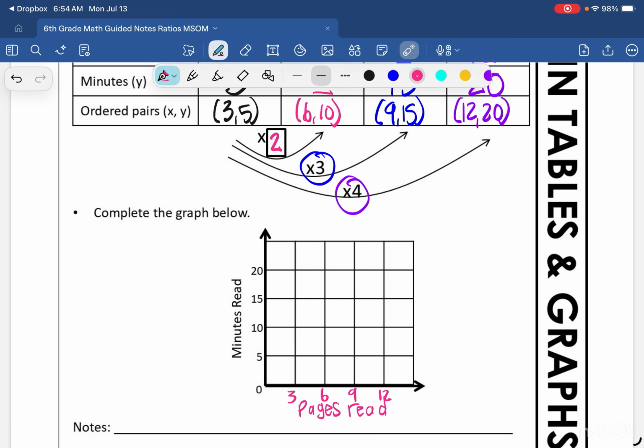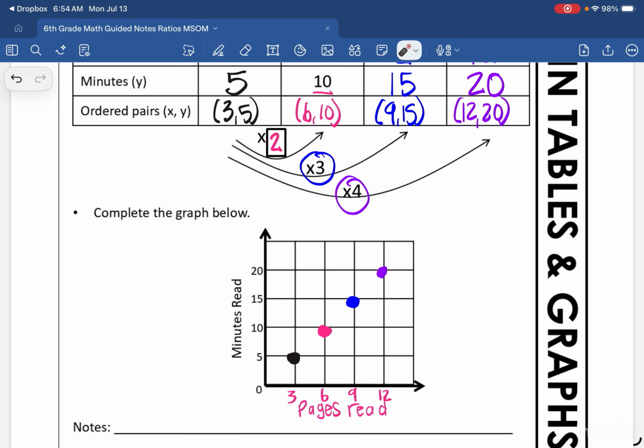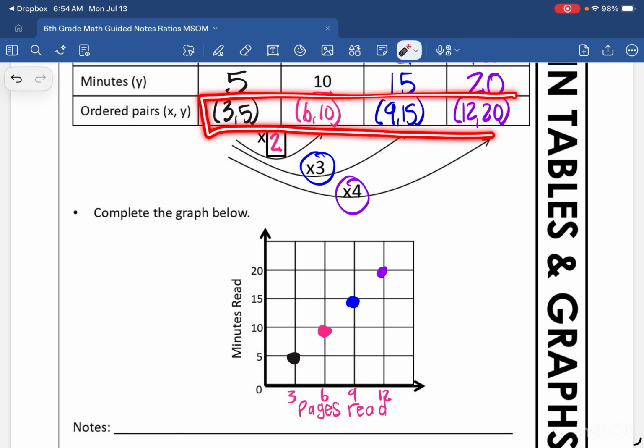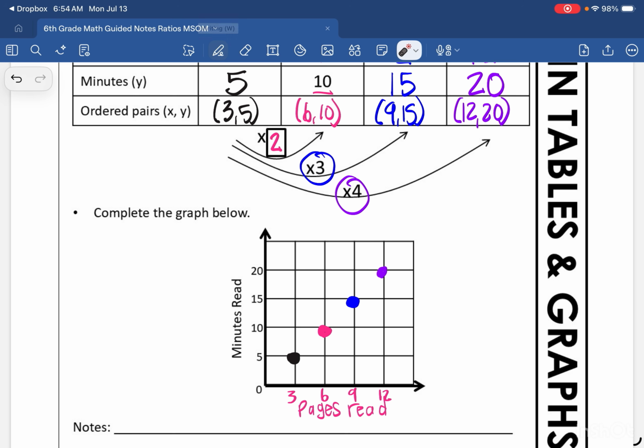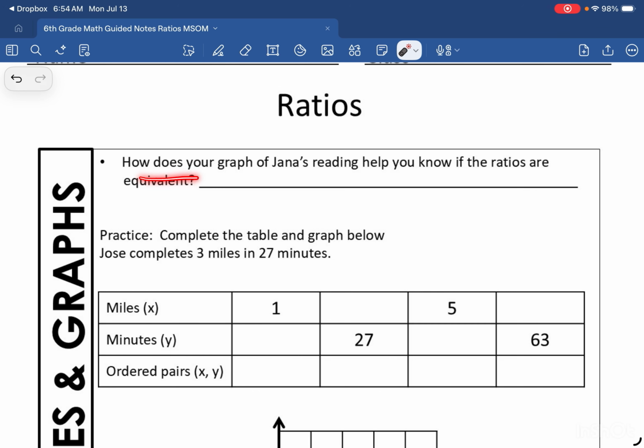Now let's graph the points. I have 3, 5, I have 6, 10, 9, 15, and 12, 20. Again, I am just graphing these coordinate pairs right here. Let's connect the dots, and it looks like it will make a line. There's my graph of my equivalent ratios table. How does your graph of Jana's reading help you know if the ratios are equivalent? A straight line is formed when connecting the points.